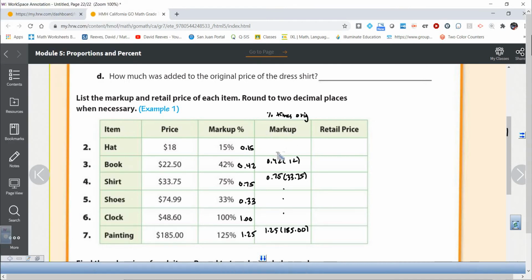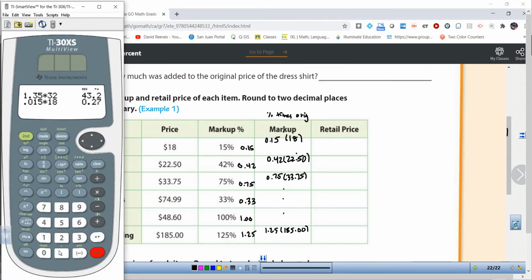Guys, when you get an answer, you should ask yourself, does that answer make sense? And I knew that that answer was way too small, because 10% of 18 would be $1.80, and so 27 cents just did not make sense. Sorry, I erased this one. This one was 0.42 times 22.50. So yeah, I knew there was a mistake there. Let me try that again. 0.15 times 18. That's better. We just got to move the decimal over 1 place.